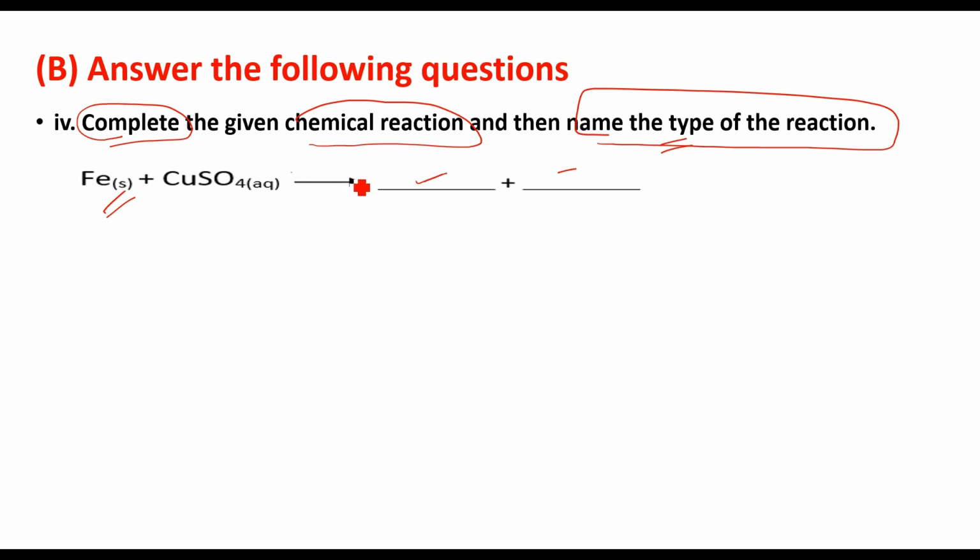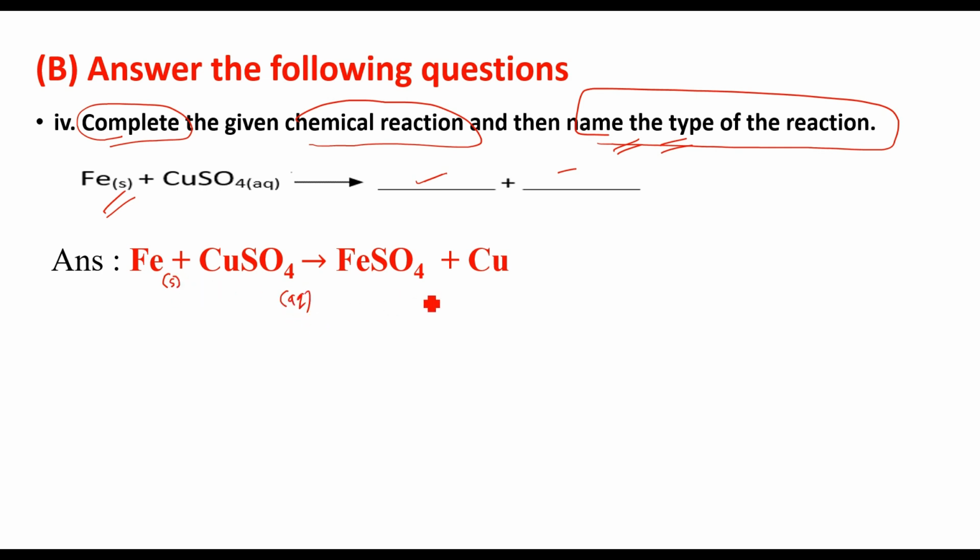So many times students just complete the reaction, they are not reading the question properly. Read the question properly. See what my answer will be. First I am completing the chemical reaction. The reaction mentioned here is still incomplete. You have to mention the state: Fe is in solid state, copper sulfate is in aqueous state, ferrous sulfate is in aqueous state, and copper is in solid state. This is the way you have to write the reaction.